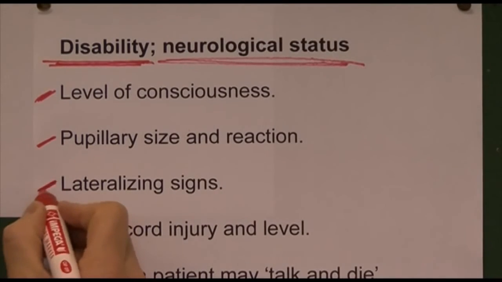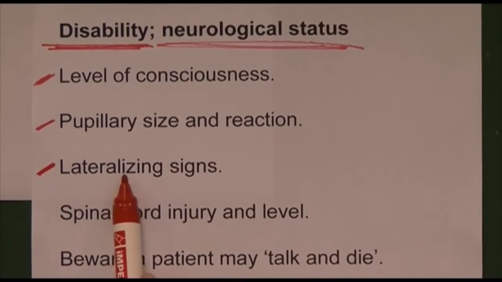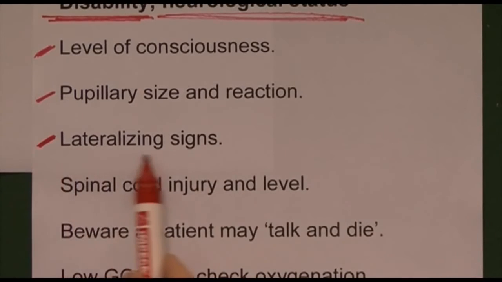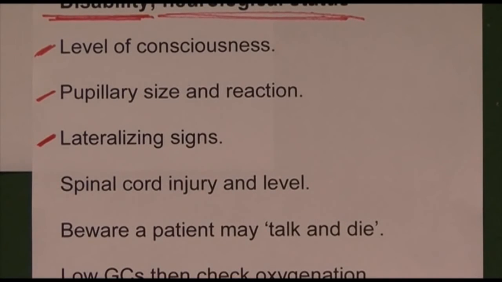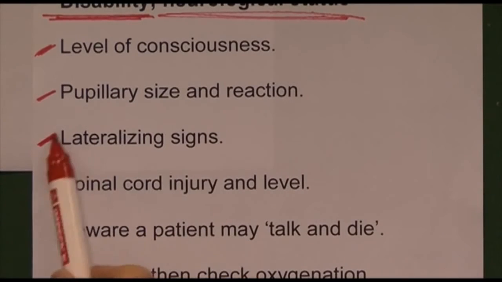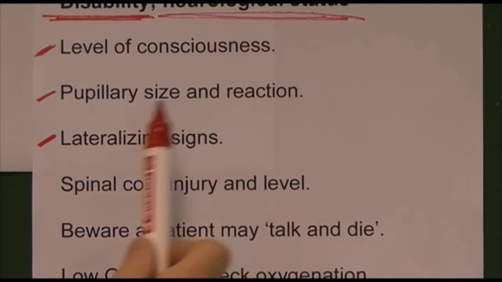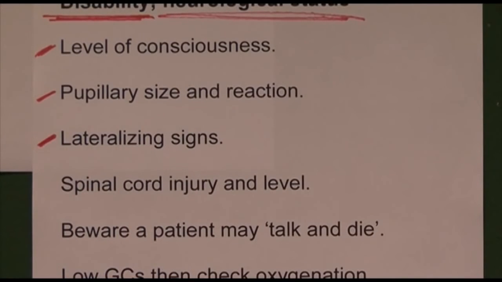Neurological signs. Is there any weakness in the arms or the legs on one side of the body that's not present on the other side of the body? That may indicate, again, growing intracranial pathology, but this time it will be on the opposite side. So if it's the right side of the body that's weak, the hematoma will be on the left-hand side of the brain. Whereas with the pupils, it's on the same side, with the body, it's on the opposite side.